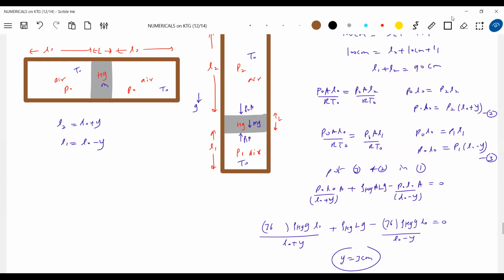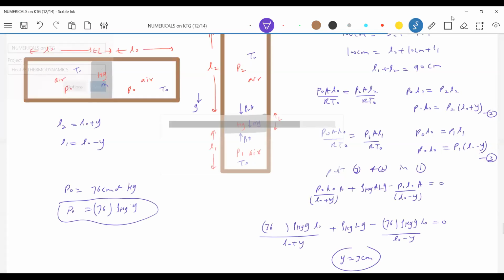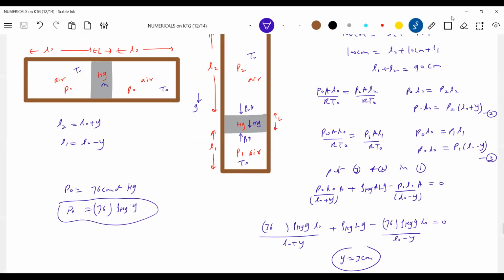So you should not go for density of mercury, I'll substitute the value of P naught. P naught you can write as 76 centimeter of mercury. This is the idea. So rho Hg, density of mercury into G, gets eliminated from the equation. Try to work out problems. You have plenty of numericals related to this application. Try to solve them.